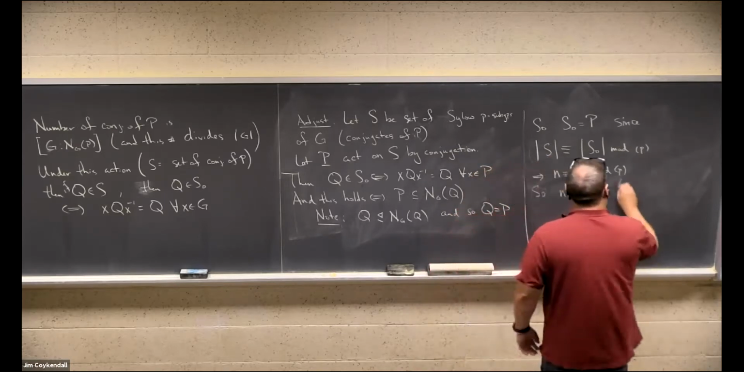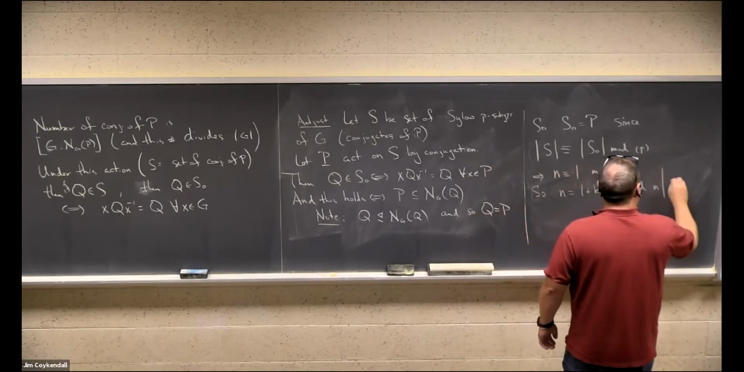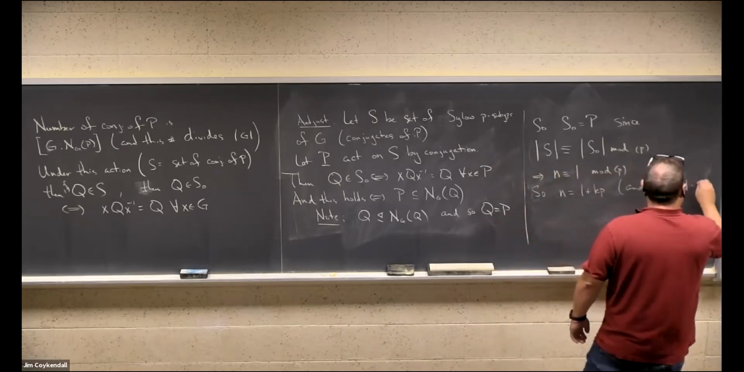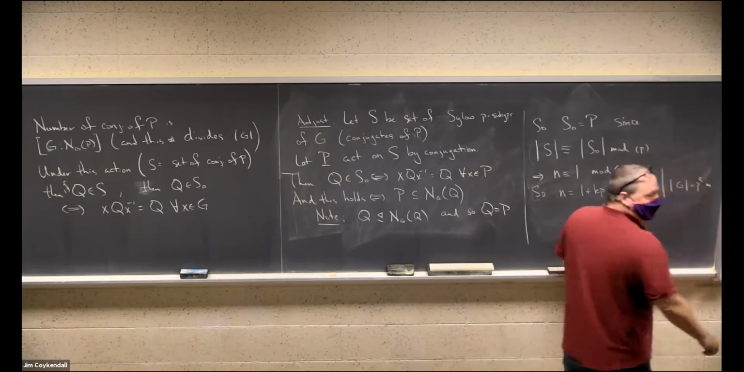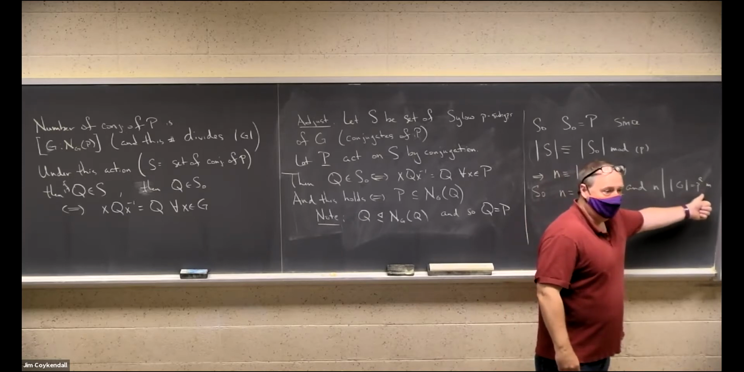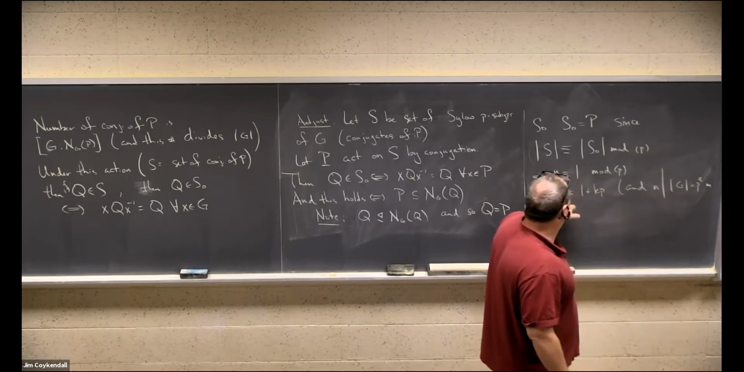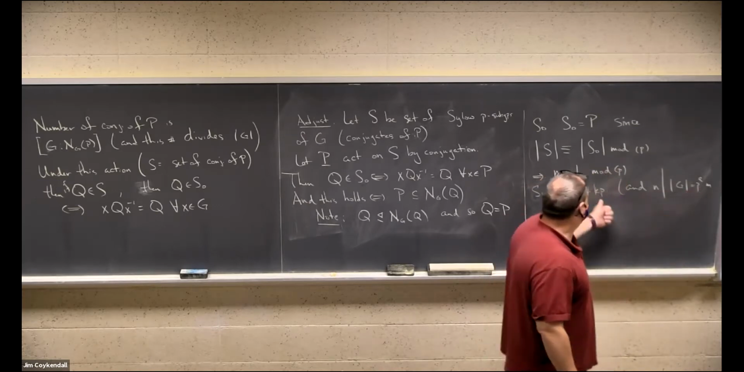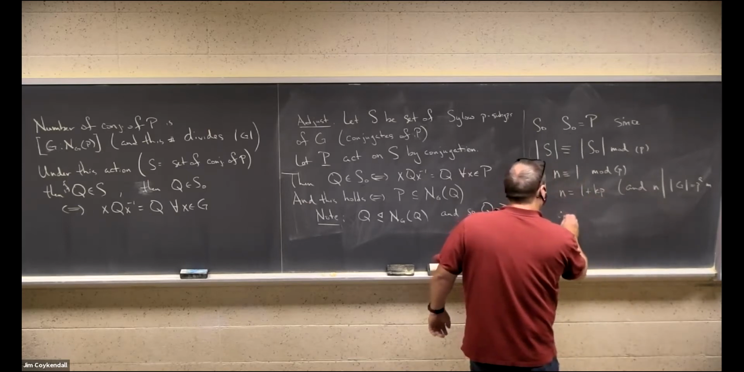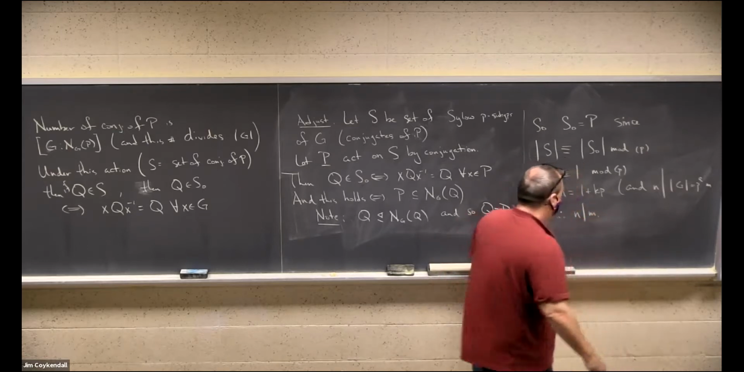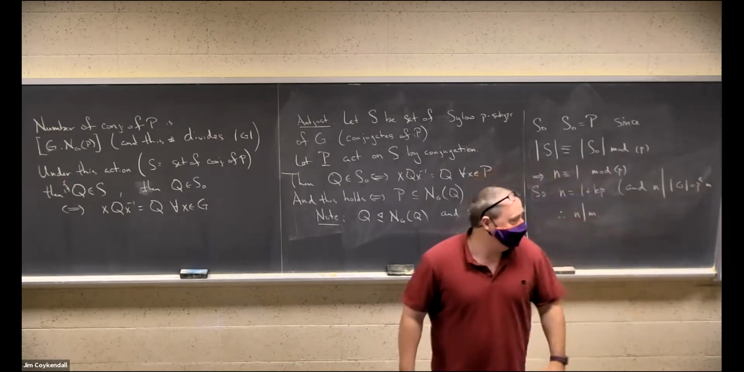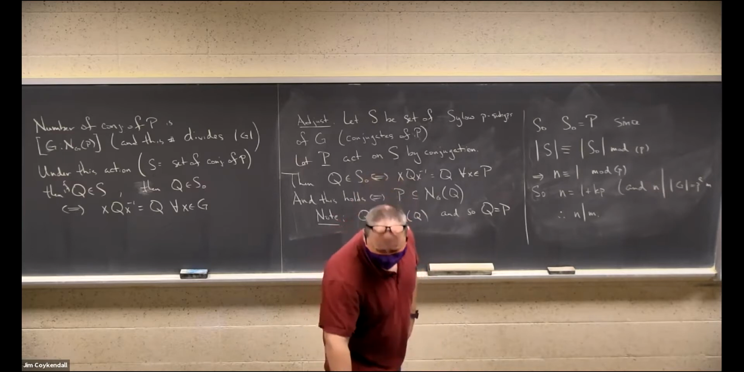And n must divide the order of G, and the order of G is p to the a times m. Now, n and p to the a are relatively prime, with no factor in common, because the only factor that p to the a has is p, and n is relatively prime to p because it's of this form. Therefore, n must divide m as well. Because these two factors, p to the a and m, are relatively prime, and since n divides the product, it has to divide the thing that's not relatively prime.